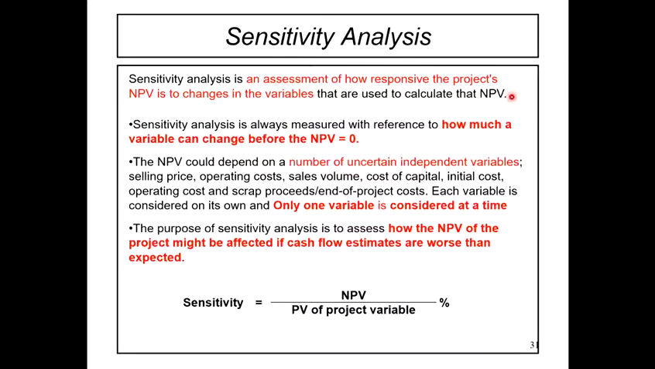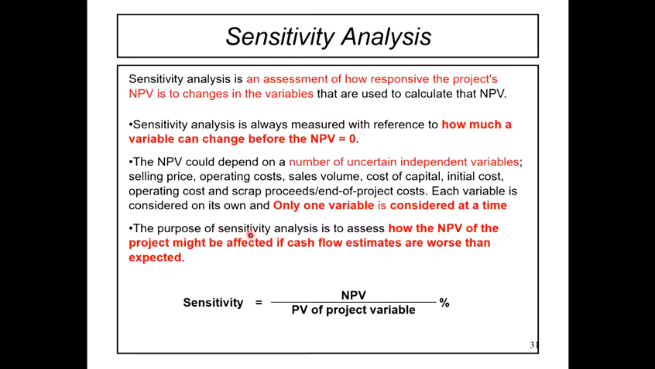Kita tengok perubahan. So sensitivity analysis is always measured with reference to how much a variable can change before the NPV equal to 0. Okay, so the NPV could depend on a number of uncertain independent variables such as selling price, operating cost, sales volume, cost of capital, initial cost, operating cost, and scrap proceed or end of the project cost lah. Scrap tu, okay. Each variable is considered on its own and only one variable is considered at a time. So kita akan kira satu persatu cost. Nanti kita akan tengok, okay.